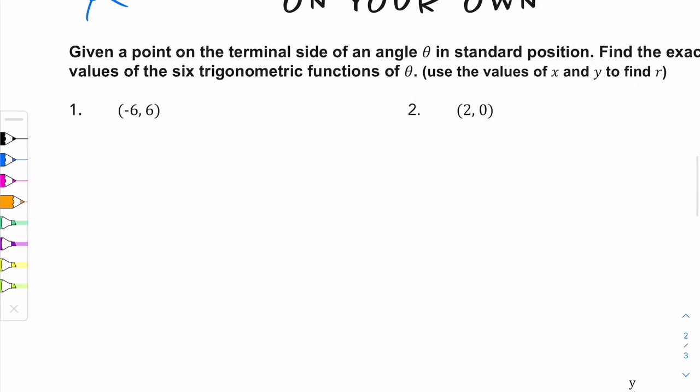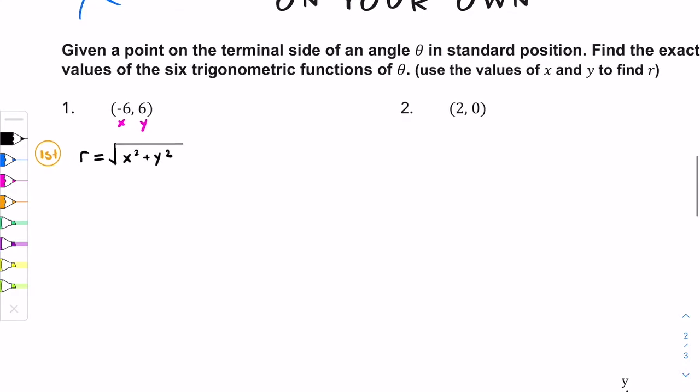All right, I'm going to look at number 1. So we have the point at negative 6, 6. So right away, I know that I have an x value and a y value, but I need to find my r value. So the first step is to use the formula. R is equal to the square root of x squared plus y squared. And I'm going to substitute in my x and y values. My x value is negative 6 squared plus positive 6 squared. That would be 36 plus 36.